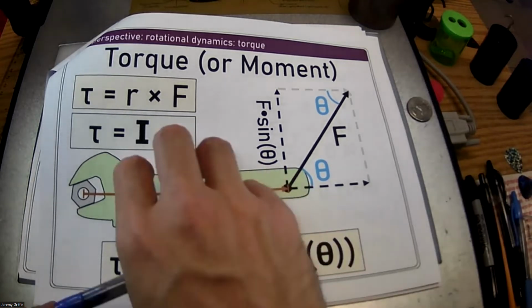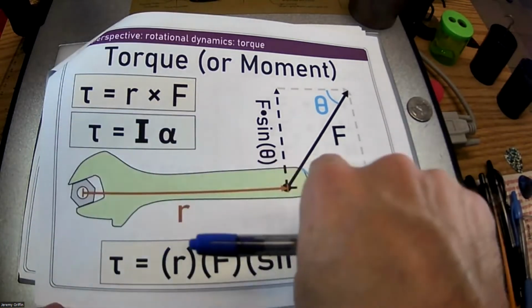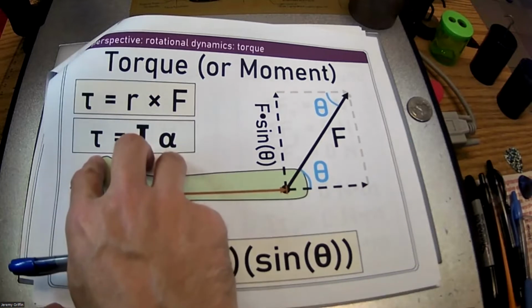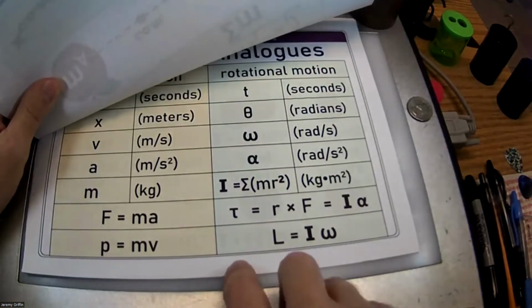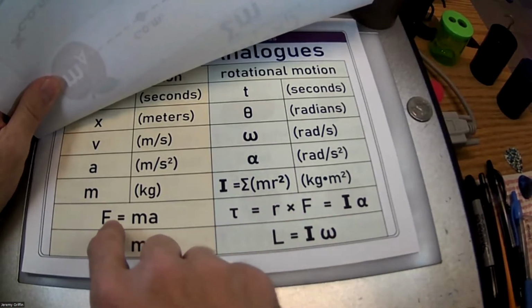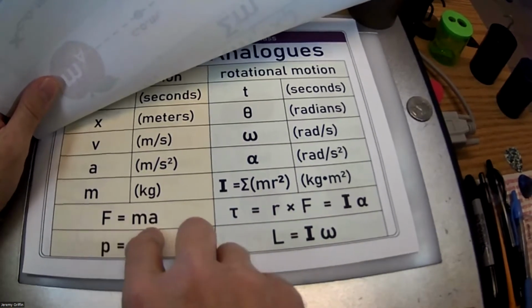All right, now torque is equal to R cross F. It's also equal to I times alpha, and that is analogous to Newton's second law of motion, but now in a rotational sense. You guys remember Newton's second law of motion, F equals ma?